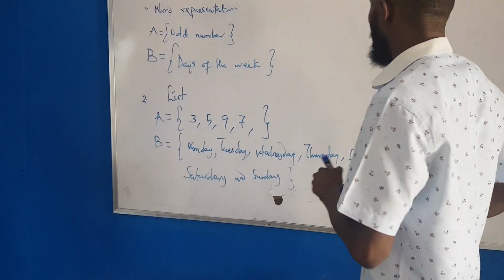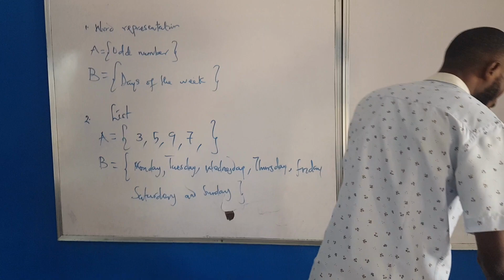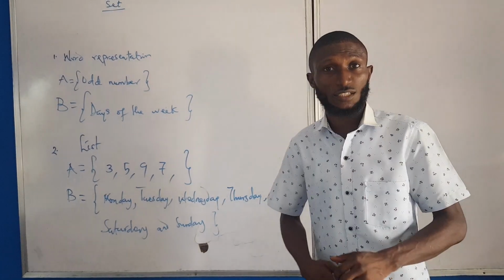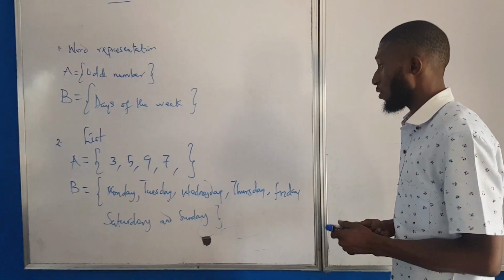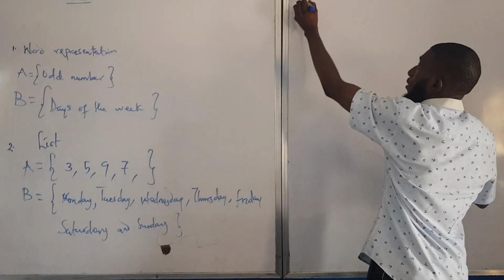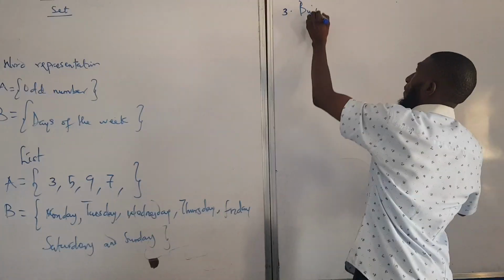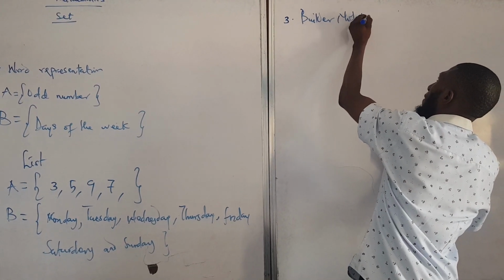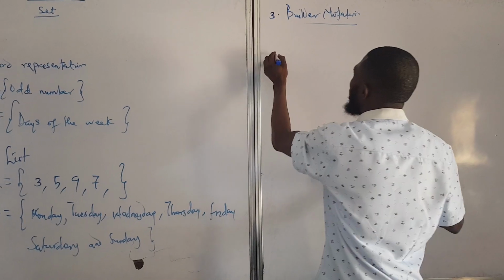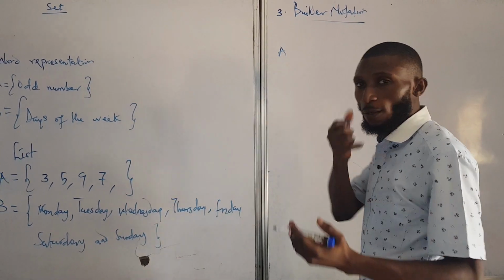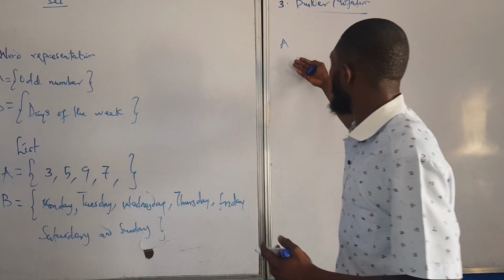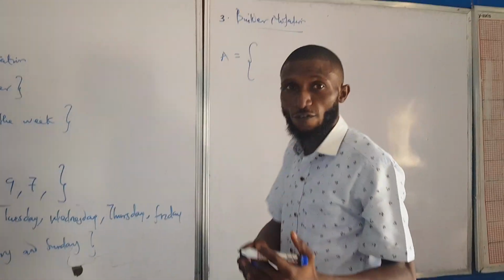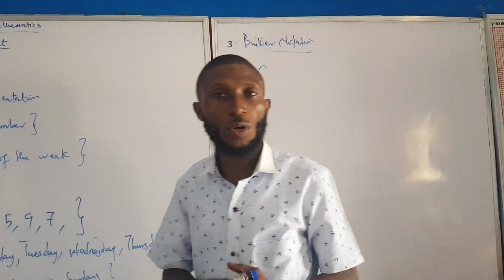We have another one, we call it the builder notation, and that is the most used one in the set. In this builder notation, you will be given rules, and from these rules that govern them, you are the one that will form your elements.